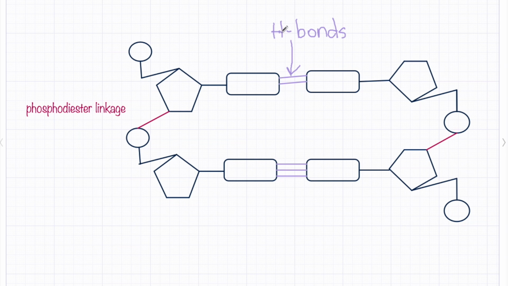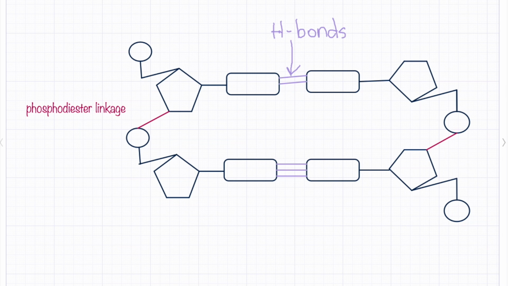They are different than covalent bonds because they are weak and they are relatively easily broken and reattached. And as you might be aware, we have to be able to copy this molecule at some point so that we can make a copy of all of our DNA and then do mitosis or meiosis. So we've got to be able to break that and then put it back together.